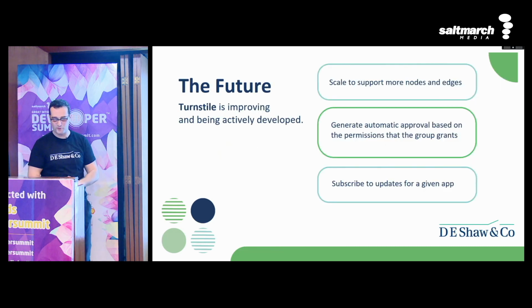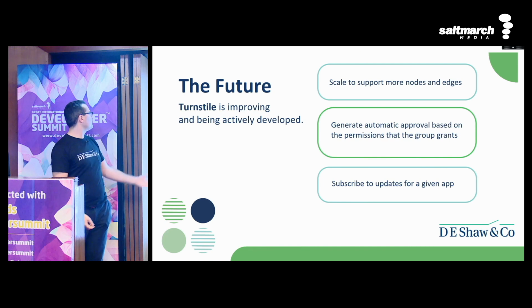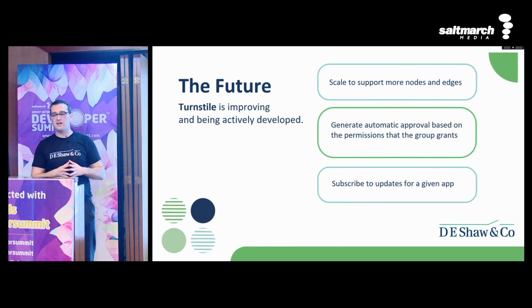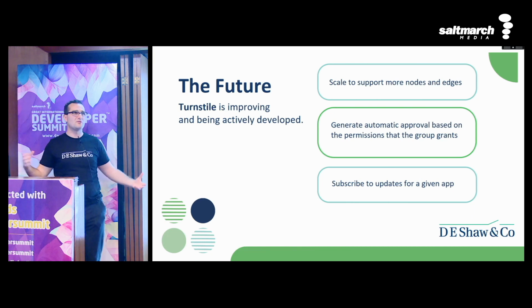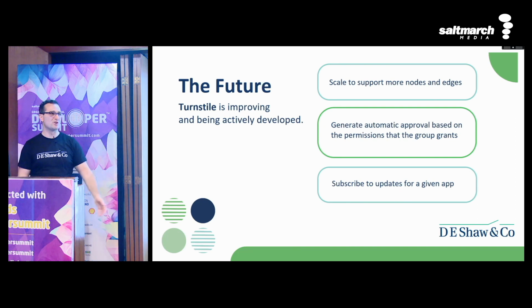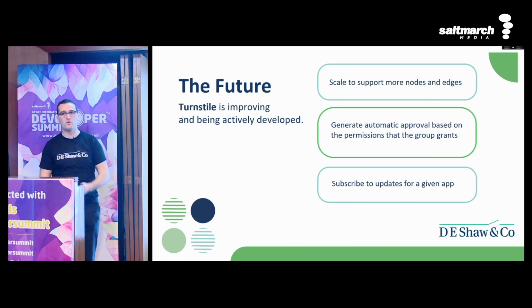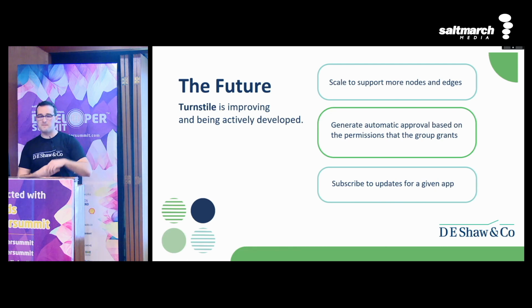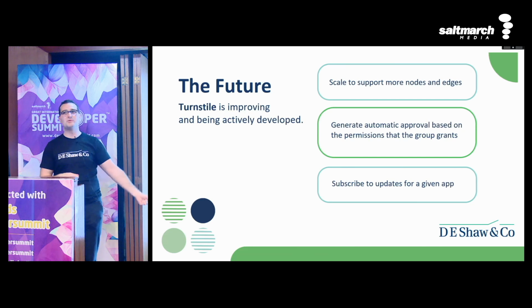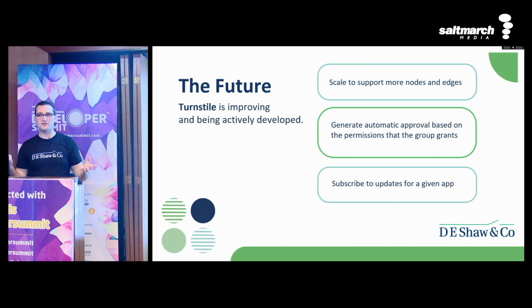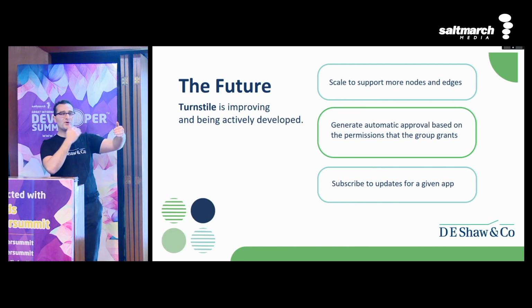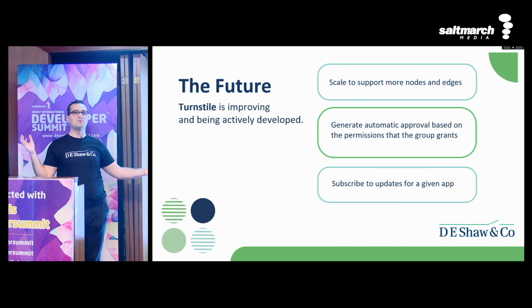So what's next for this system and Turnstile at our firm? As we have supported more applications, we've had a need to scale more. So there are some general things we have to do to scale to support more nodes, to support more edges. Right now, when a user requests to be added to a group, we have primary and secondary approvers based on each group. What you would ideally want is that when somebody asks to be added to a group, you decide if they're able to be added based on the permissions that granting them would entail. We're working on that, and on the ability to subscribe to updates for a given application.